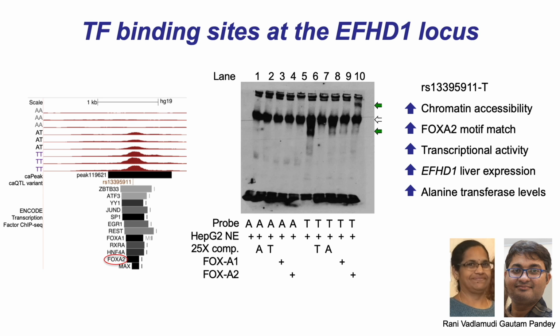The T allele at this variant is associated with higher chromatin accessibility. It matches the FOXA2 motif better. It shows better binding in vitro assays to the FOXA2 allele. It shows increased transcriptional activity in those reporter assays in the same direction as the association in human liver tissue samples with EFHD1 expression. And these are all associated with higher alanine aminotransferase levels, suggesting a mechanism by which this variant could be responsible for this genome-wide association study signal.